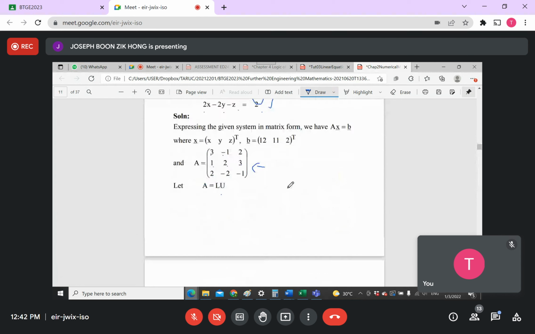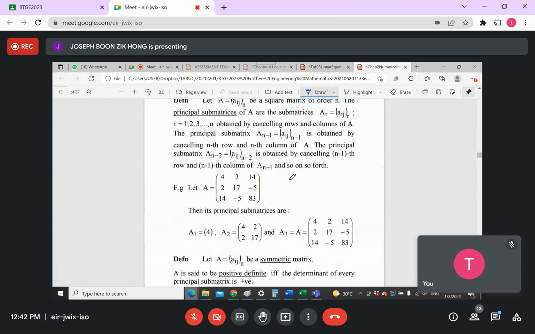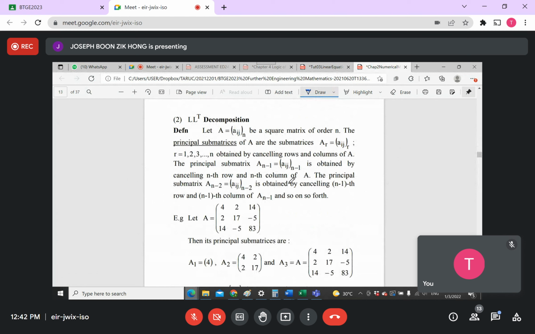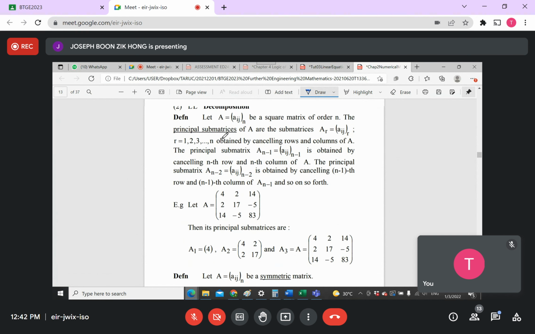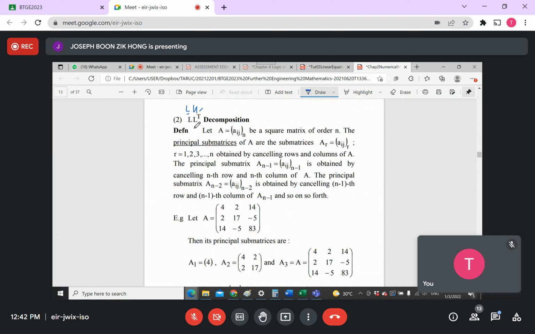Okay, so just now was LU decomposition. Now we have a look at another method, which we call LLT decomposition. Basically the idea is the same, just one is LU, one is LLT. In the LU one we needed to find the L and the U. Here you just need to find the L. But before that, in order to use LLT decomposition, there are certain conditions.